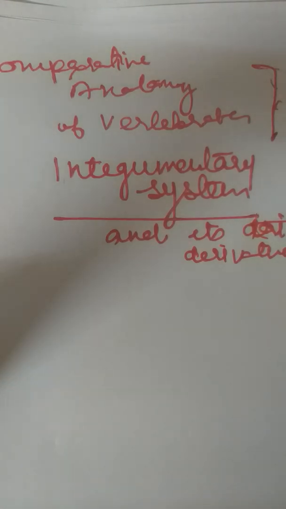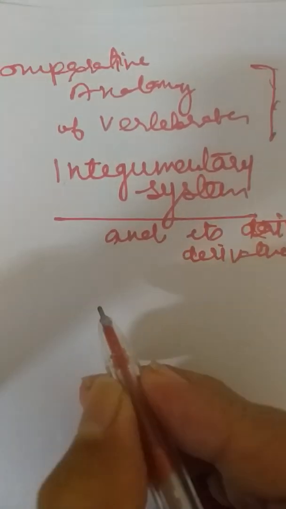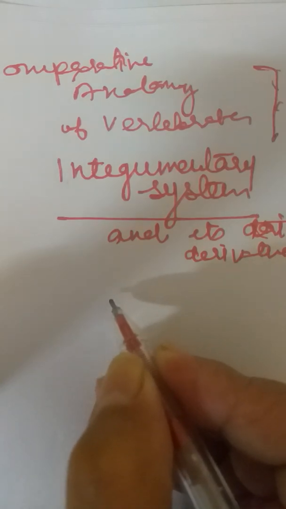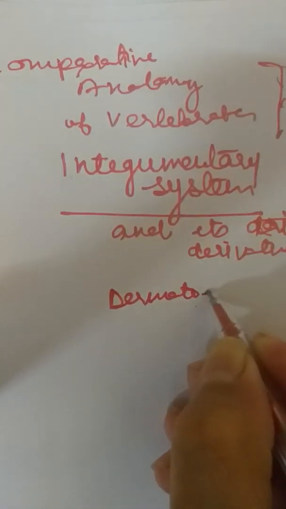The structures which are derived from the skin are called the derivatives. So skin and the variety of structures derived out of skin form an organ system which is called the integumentary system. And the study of the integumentary system, its derivatives and its functions, is called dermatology.